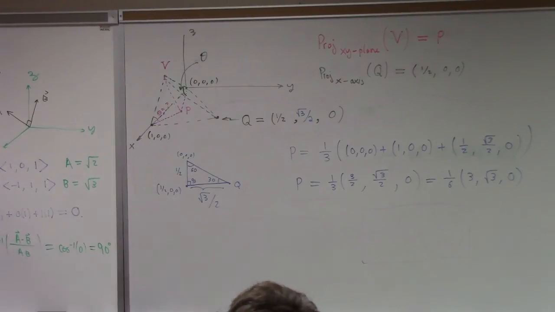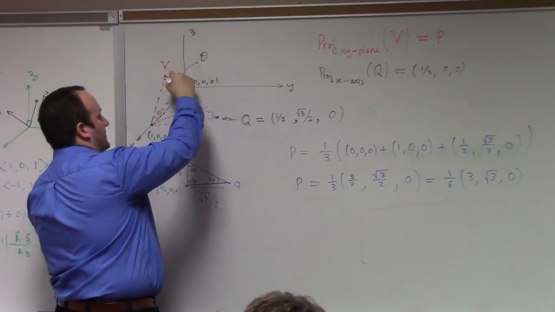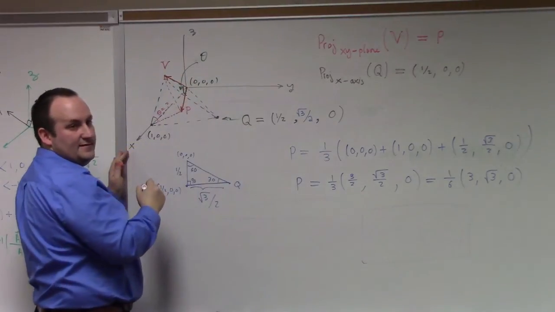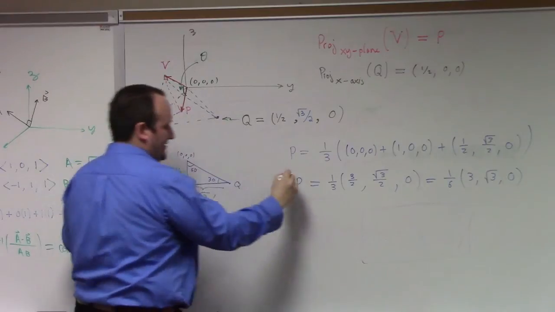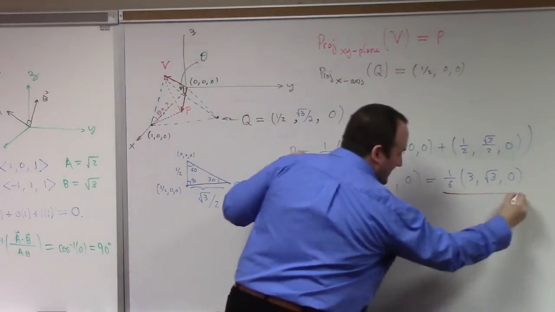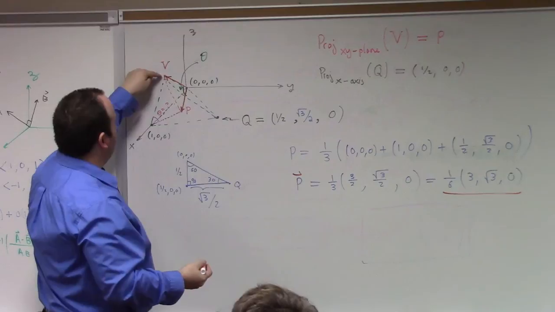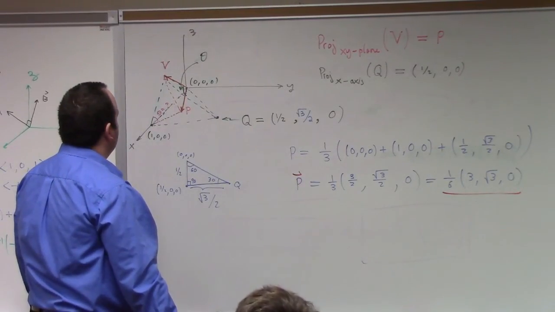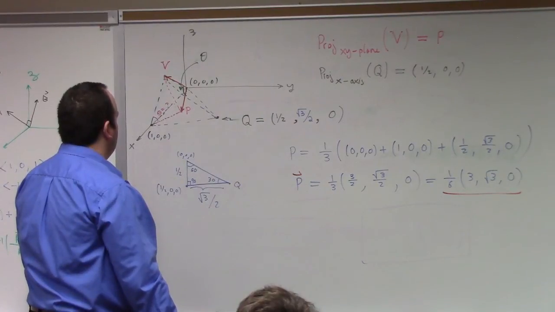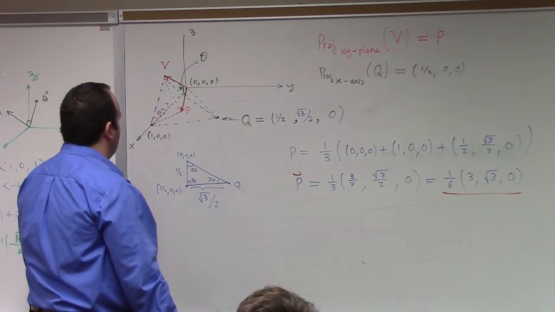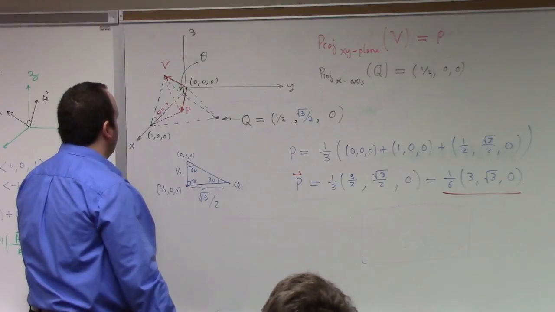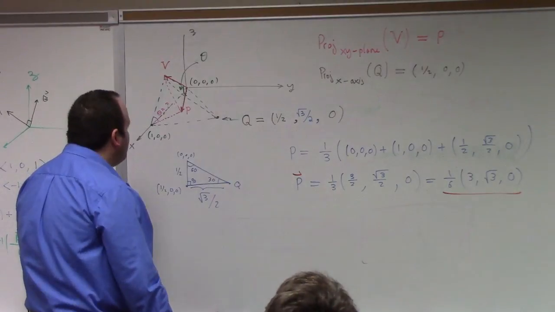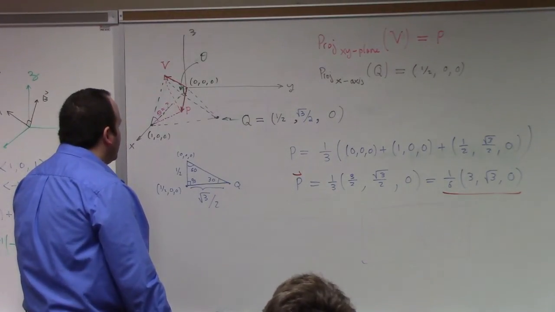Let's see here. So this angle here is what I want, the angle between this guy and that guy. This is the P vector. Oh, does that mean you have to find the height? I thought I was ready to do it. Yeah, I have to find the height.